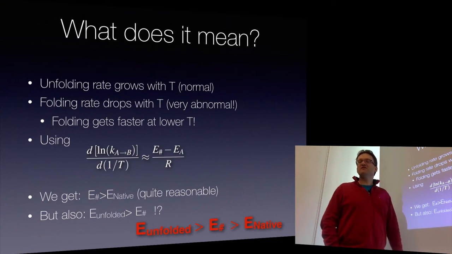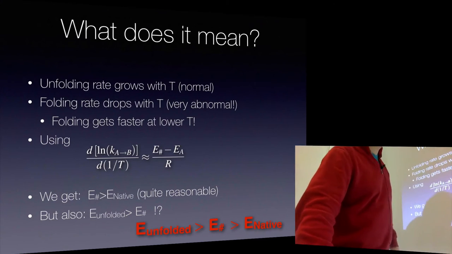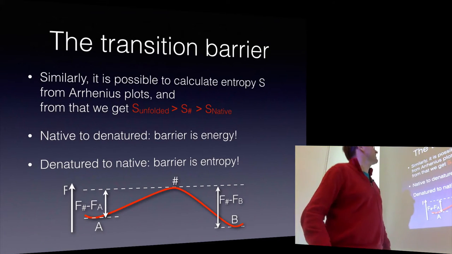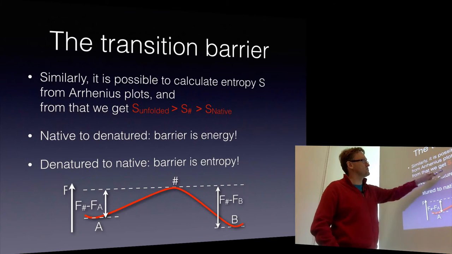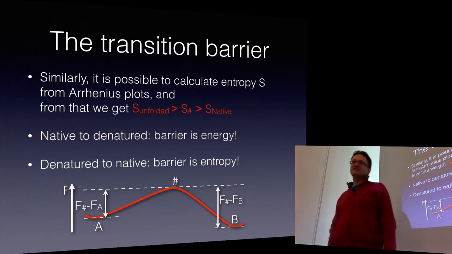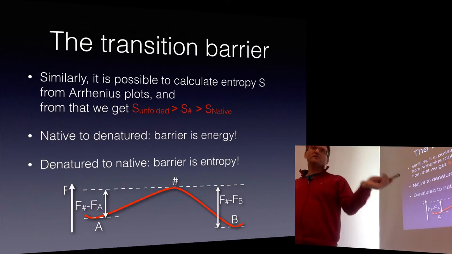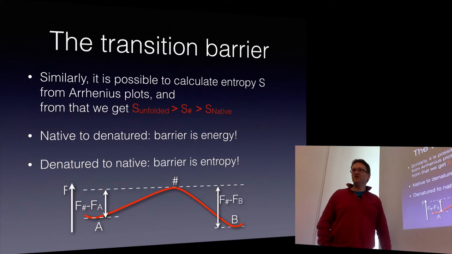And then it turns out you can do exactly the same thing, but express this in terms of entropies instead. That's a bit longer derivation. I even think the book skips it. There's absolutely no point in doing it here. So you will just have to trust me that you can do exactly the same thing for entropy and show that the entropy is also highest in the unfolded state. It drops when you go to the transition state, and it drops even more when you go to the native state. And this is no longer based on hand waving or anything, but this is based on the reaction rates we see in Arrhenius plots.